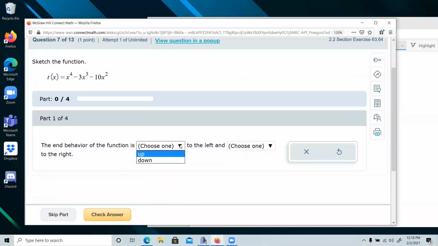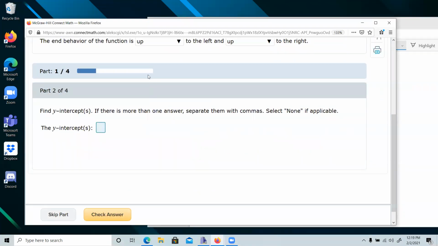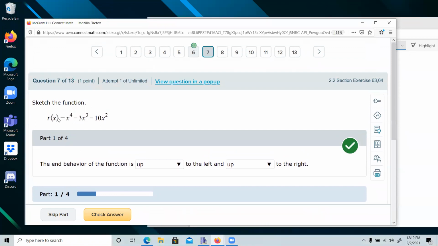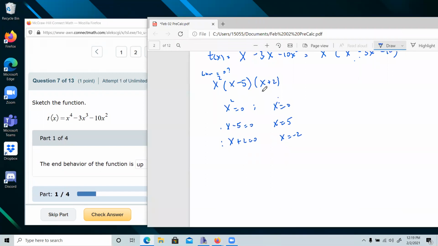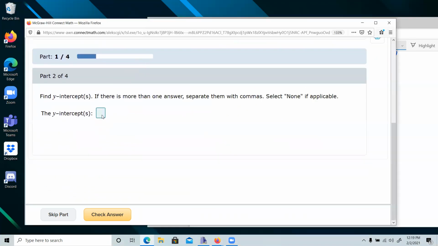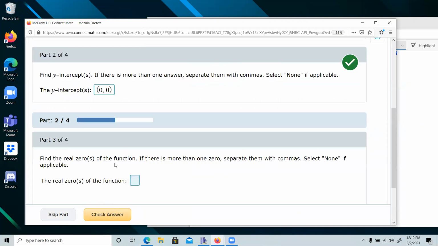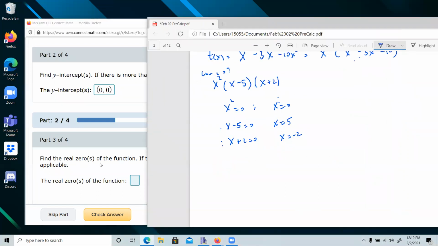The function goes up on the left and up on the right, up in both directions. Okay. Find the y-intercept. Well, again, that's going to be where x equals 0. You can choose any configuration you want. Okay, in this case, because every term has an x in it, if I set x equal to 0, that's a real easy problem. So we're just going to go ahead and say that's the origin, that's 0, 0. All right. Okay, find the real zeros of the function. Okay, we already did. There's 0, 5, and -2.